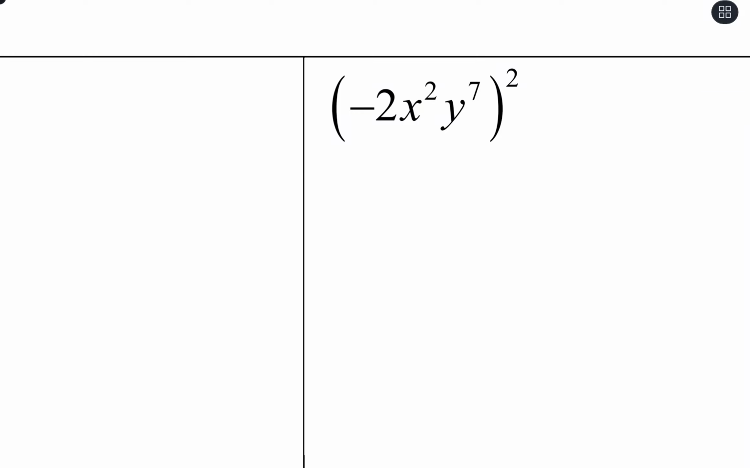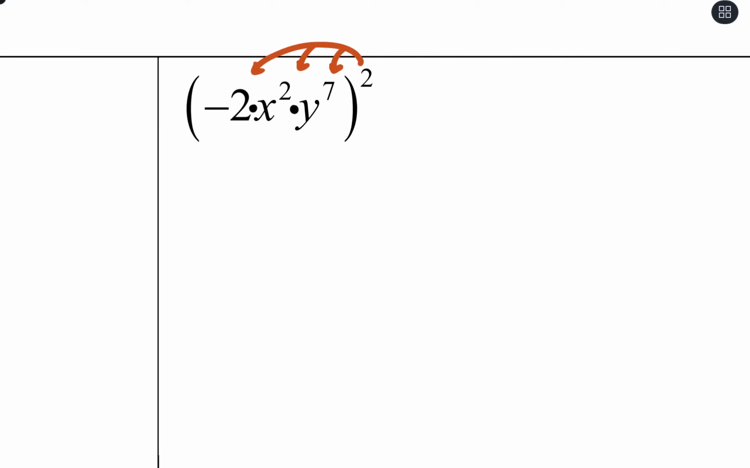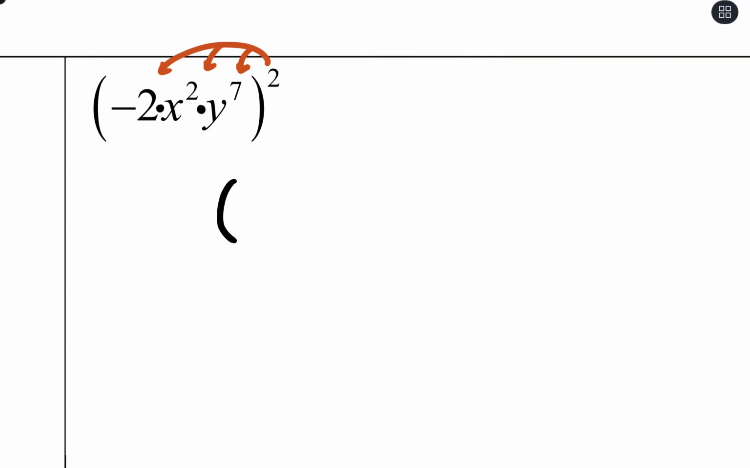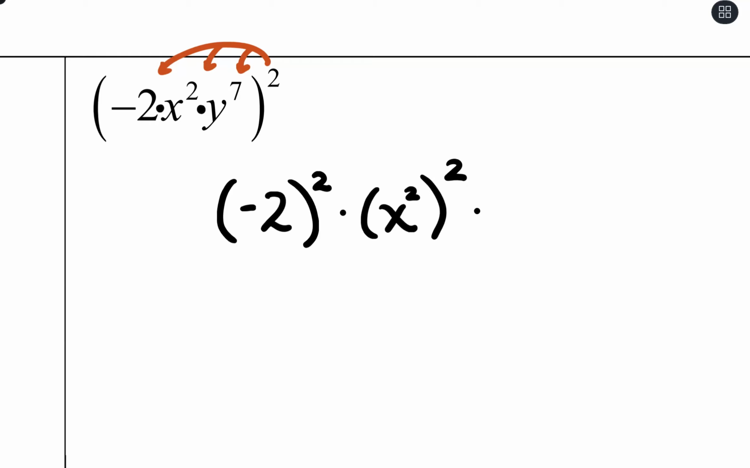Okay, for this one, we have -2 times x squared times y to the 7th, and we're going to have that exponent of 2 go to each factor here. And parentheses will be very helpful here. So it's like we have -2 as a factor, that's being squared. We have x squared, that's all being squared. And then we have y to the 7th, and that's being squared. So we have a lot of power to a power rule here.